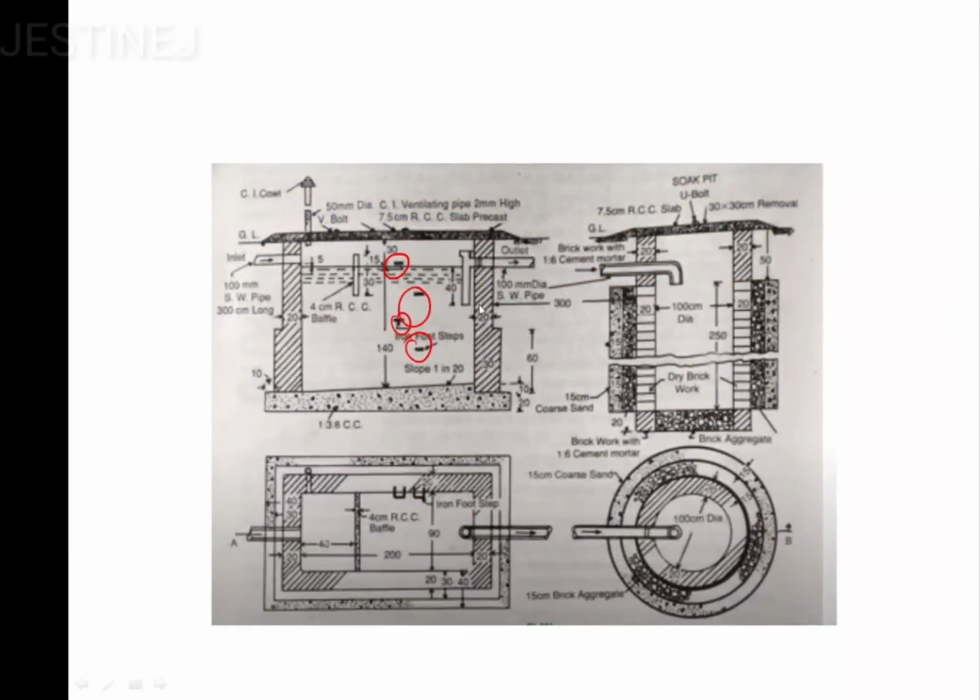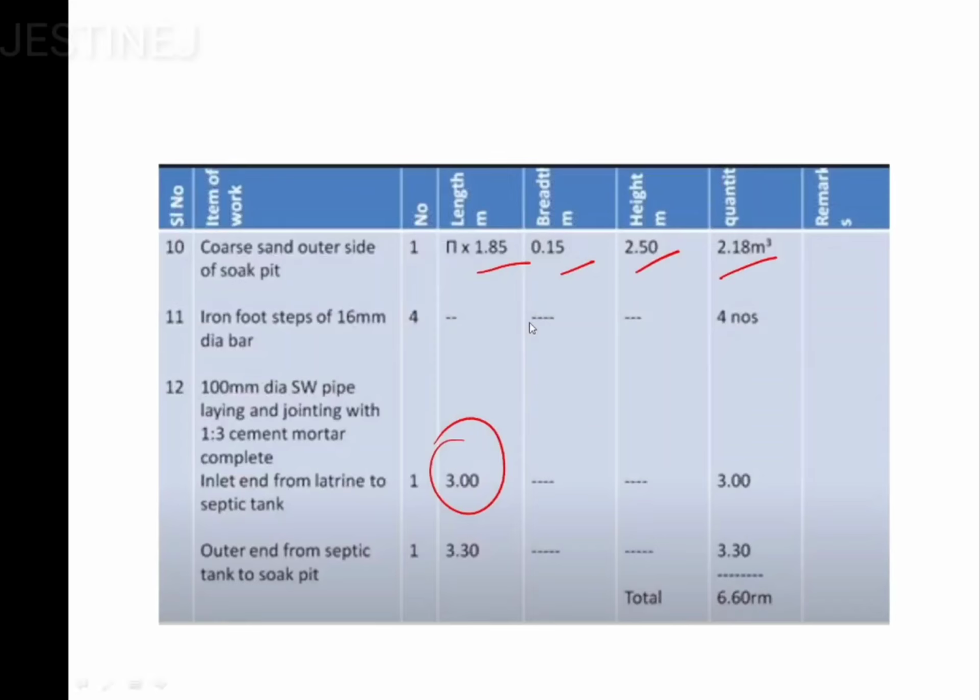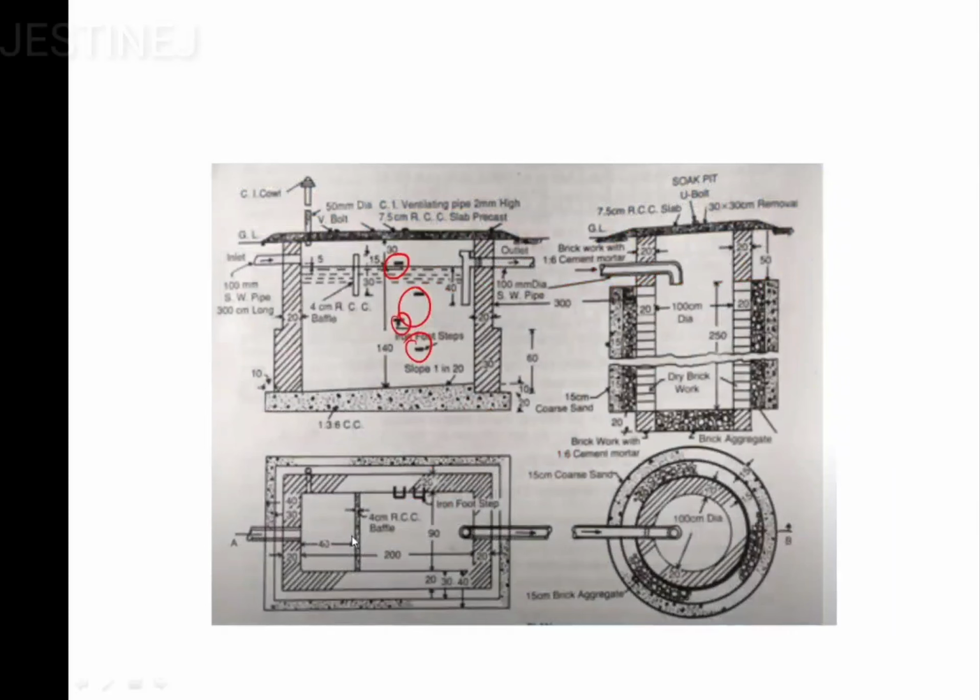Then you can easily add up these values. The length you can take as 30 centimeter extra, or you can take the length as 3.3 meter. The outer end from septic tank to soak pit, the length from here to this side, you will get 3.3. You can take 3.3.